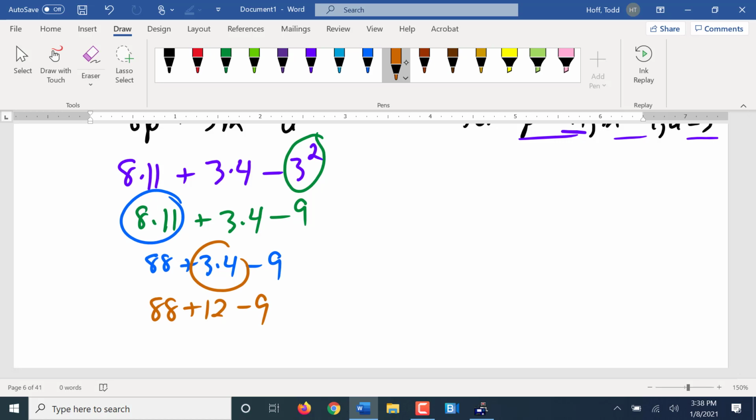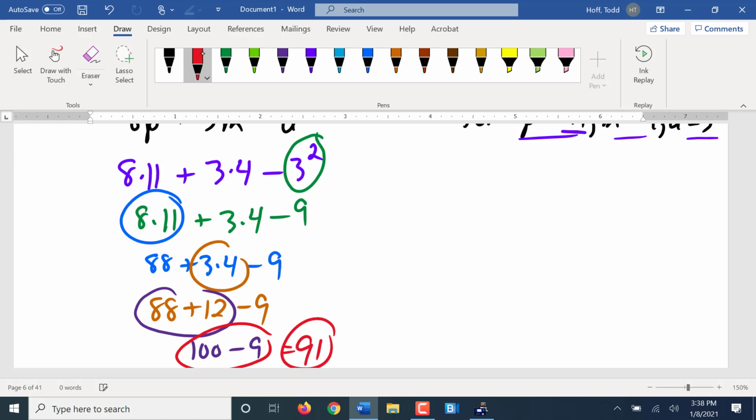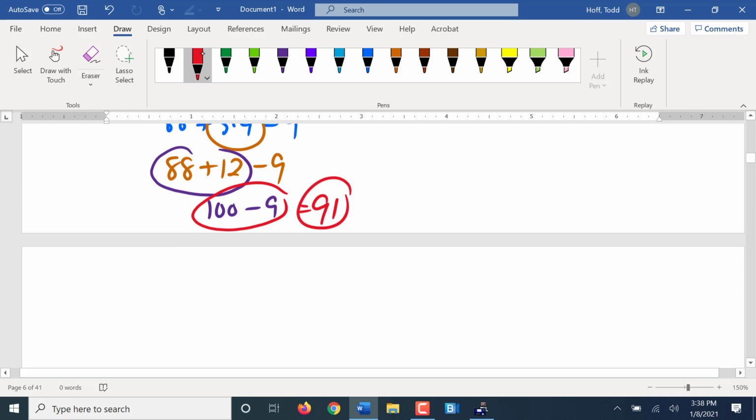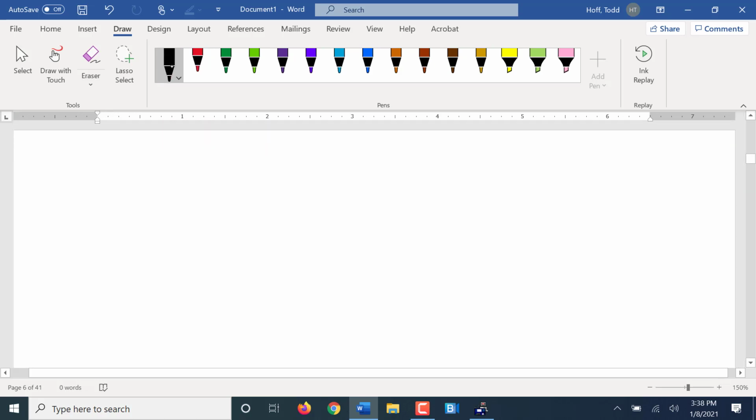Perfect. All that's left is addition and subtraction, so we're going to go left to right. 88 plus 12 is 100. Yes, and minus 9 is 91. Not so bad. I'm gonna have you guys try one.